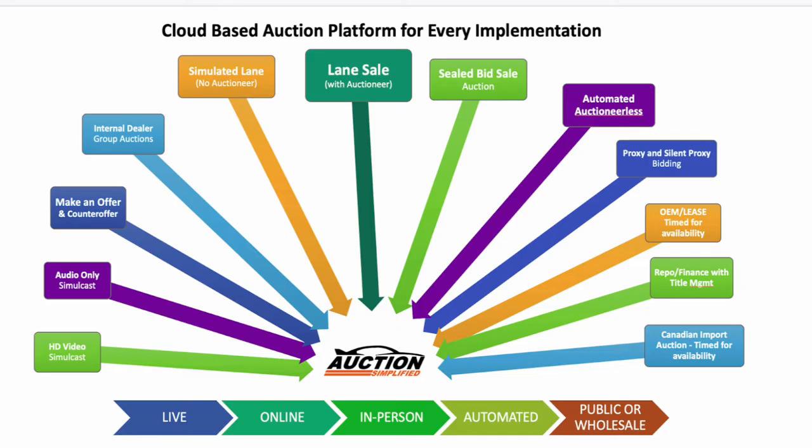Speaking of auctions, with Auction Simplified, you can run any kind of auction that you can think of, from make an offer with counter offer, to lane sales with auctioneers, to simulated lanes without auctioneers, to sealed bid, silent bid style auctions, to automated auctioneerless auctions, to proxy bid, and everything from live, online, in-person, automated, public, or wholesale.